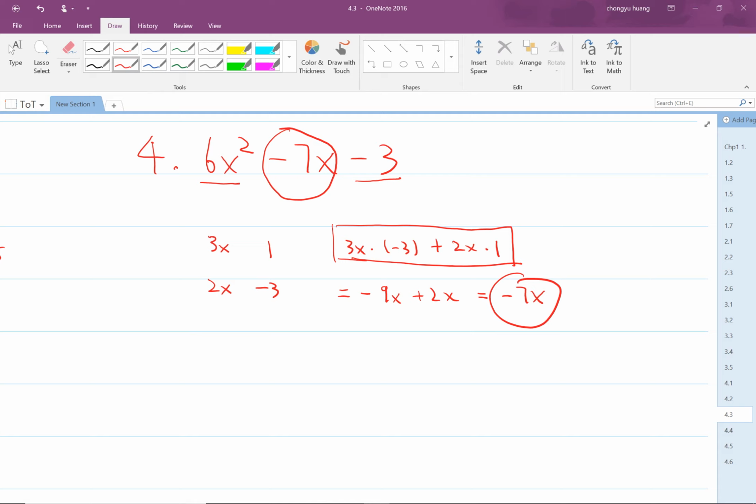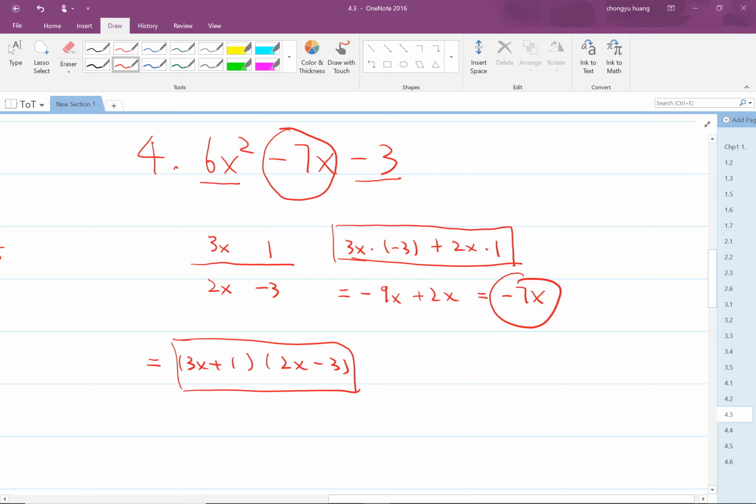Now we already solved it. I mean, we already finished the factoring. So now is the time for us to write it down. As always, you put a line between it, and then you just write it down: 3x plus 1, and then 2x minus 1. This is going to be the solution.